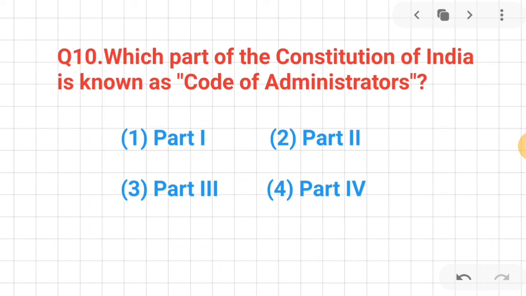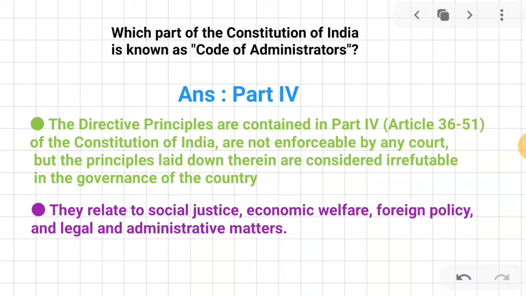Which part of the Constitution of India is known as the Code of Administrators? Part 1, Part 2, Part 3, Part 4. The correct answer is Part 4. Remember that the directive principles are contained in Part 4, Articles 36 to 51 of the Constitution of India. They are not enforceable by any court, but the principles laid down there are considered fundamental in the governance of the country. They relate to social justice, economic welfare, foreign policy, and legal and administrative matters.